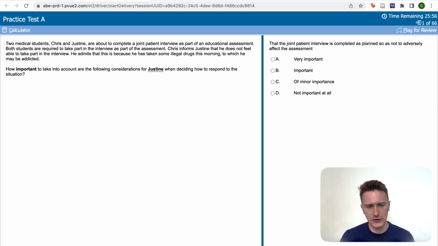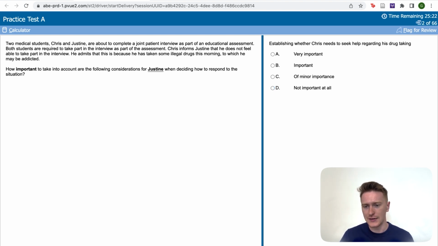Two med students, Chris and Justine, are about to complete a joint patient interview. They're both taking part. Chris informs Justine that he's taken some drugs, to which he may be addicted. Now that came out of the blue from Chris, but nonetheless, we've got to deal with it. So how important is it that the joint interview goes ahead as planned? Well, not important at all. You can't have someone high on drugs talking to patients. So that's not important at all. Regardless of the plan, it now needs to change.